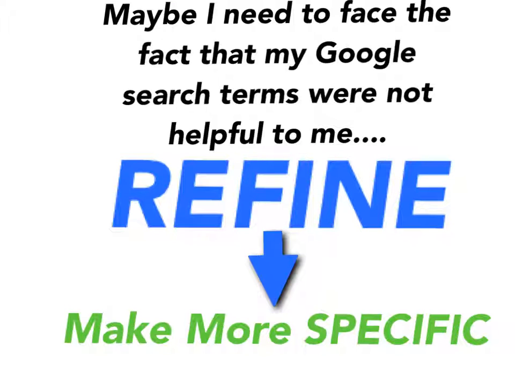So, I'm starting to come to the conclusion, maybe I just need to face the fact that my Google search terms that I typed in were not very helpful to me. This is when we get to a part of our research where we say we have to refine our source. And by refine, we mean we need to make our search more specific. Based on what we've learned so far, we need to analyze what information we've gathered, see how we may have gone wrong, and then take some more steps to try to get the answers that we want.